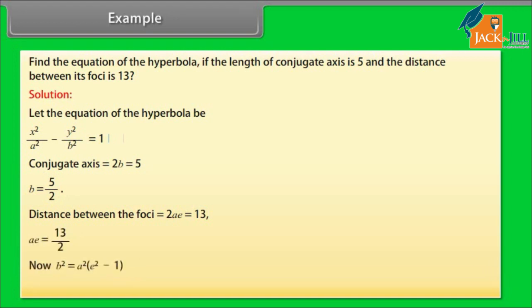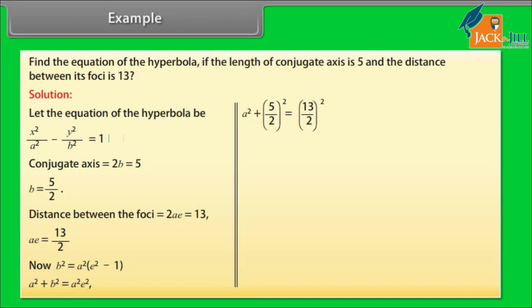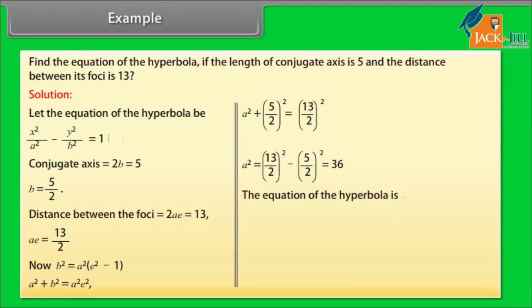Now, b square is equal to a square into e square minus 1. A square plus b square is equal to a square e square. A square plus 5 by 2 whole square is equal to 13 by 2 whole square. A square is equal to 13 by 2 whole square minus 5 by 2 whole square, which is equal to 36. The equation of the hyperbola is x square by 36 minus y square by 25 by 4 is equal to 1. That is, x square by 36 minus 4y square by 25 is equal to 1.